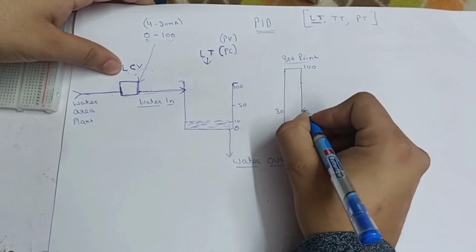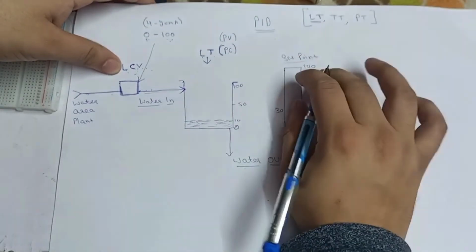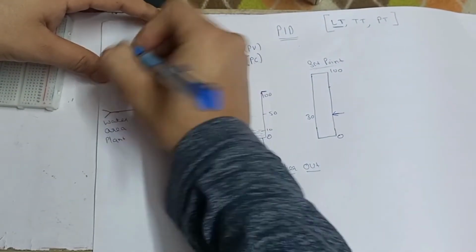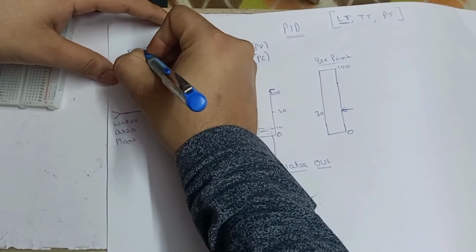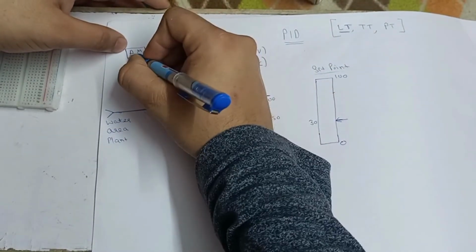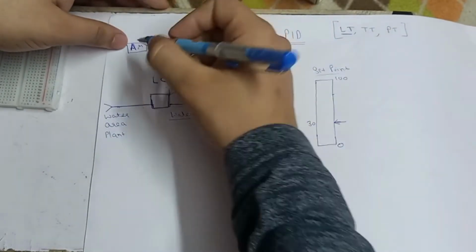Okay, this is 30%. I set the value to 30. Set point, I set 30. After that, there is a switch for auto and manual. It depends upon you. We already know we click auto, not manual. Then I click auto.